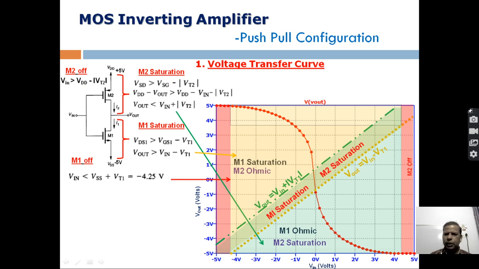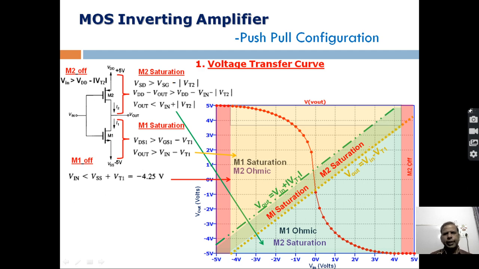So that way we can say that between these two lines we have a limited range of input voltages or output voltages for which both devices M1 and M2 are in saturation condition. And you know that in amplifier circuits, we prefer amplifying devices to be in the saturation region. So this is the area of interest in case of push-pull configuration.